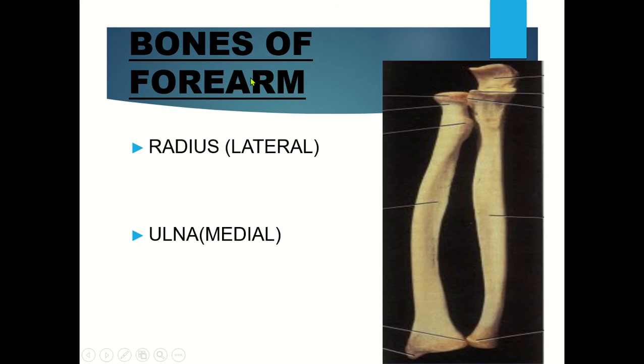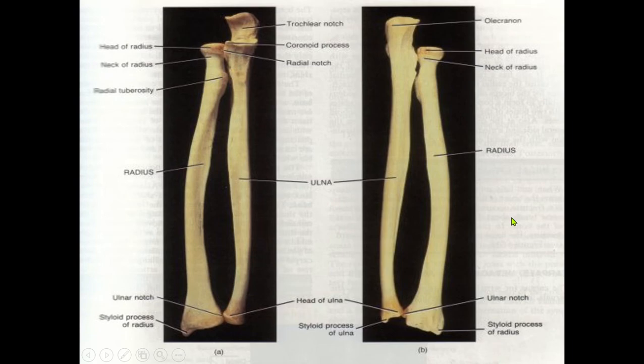First of all, we will go through the bones of forearm. The bones of forearm include radius and ulna. Radius bone is present laterally and ulna bone is present medially. Radius bone consists of a head, neck, radial tuberosity, ulnar notch and styloid process of radius, while the ulna consists of trochlear notch, coronoid process, a radial notch, head of ulna.